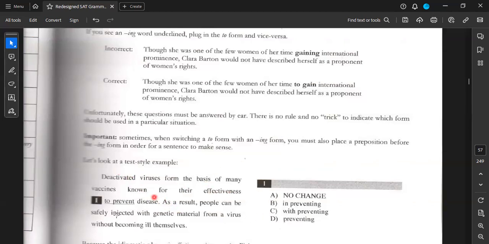I want to finish reading this, and it's important for you guys to read all the way through, but for now, I'm just going to focus on this part. Deactivated viruses form the basis of many vaccines known for their effectiveness to prevent disease, or their effectiveness in preventing disease, or their effectiveness with preventing disease, or their effectiveness preventing disease. A, B, C, D, guys. I want to hear your thoughts. This is one of the last examples, almost down the chapter.